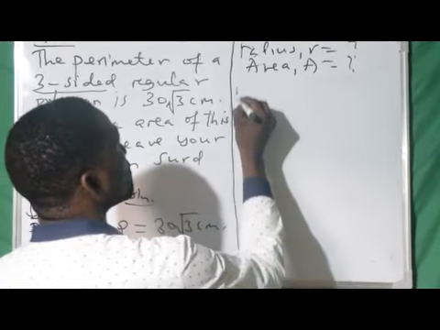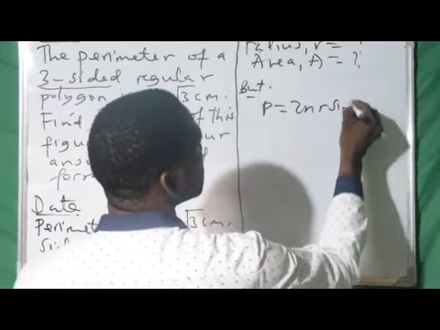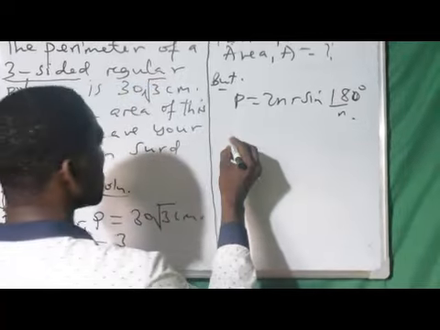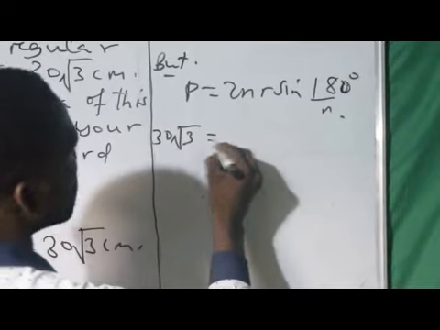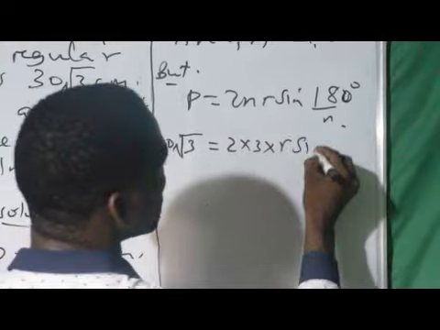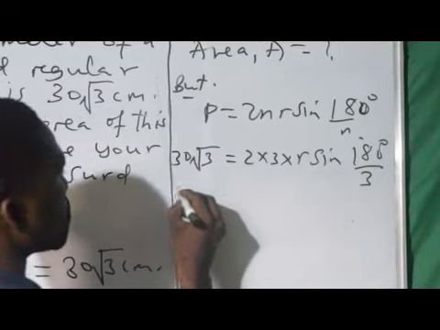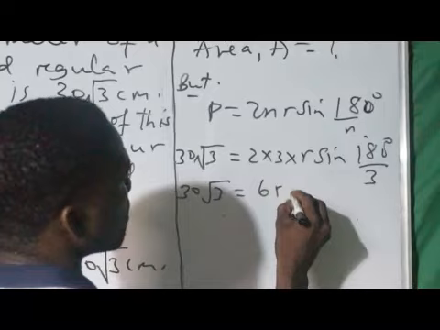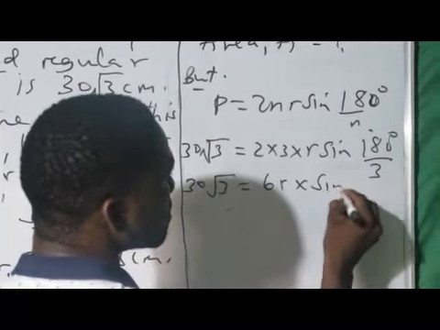The perimeter is given by 2 n r times the sine of 180 degrees divided by n. So the perimeter, 30 times the square root of 3, equals 2 times n, which is 3, times r, which is not known, times the sine of 180 degrees divided by 3. So you have 30 square root of 3 equals 6r times the sine of 180 degrees divided by 3, which gives 60 degrees.